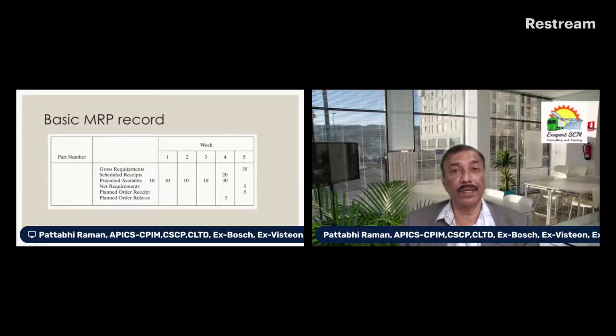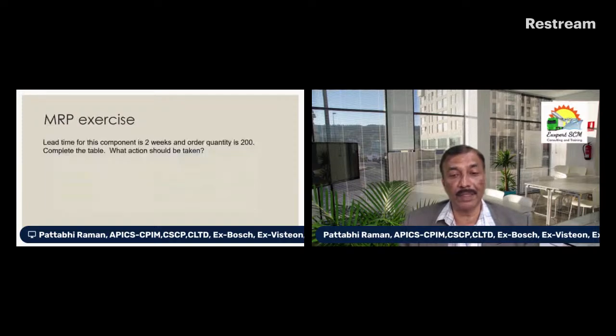Then the gross requirement comes from the previous process, which is the master production schedule. If there is any scheduled receipt, that is also indicated, based on which we calculate the projected available quantity. Then finally we arrive at a net requirement, based on which we plan the receipt and release the order. In fact, we go through the details in our basic program. Maybe you can refer to our website for further details.